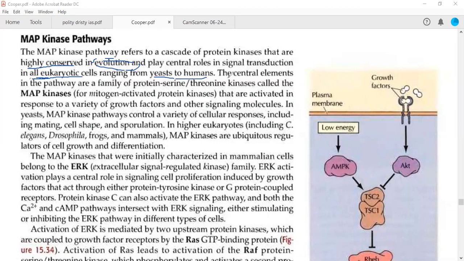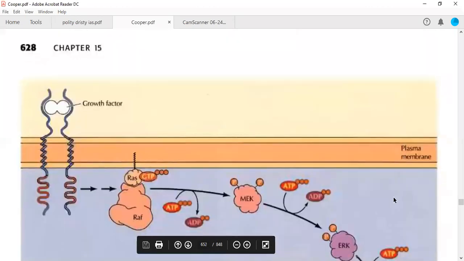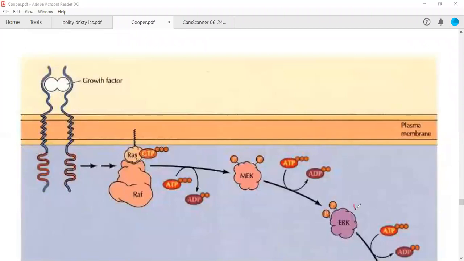Now, the central elements in this pathway are a family of protein serine threonine kinases. As we have seen, these protein serine threonine kinases are called MAP kinases. So if you remember from the last diagram, what are these MAP kinases? This is the ERK protein, as we have seen in this particular diagram. So this ERK is actually the MAP kinase. You can write it in your diagram also, so it will help you better understand.